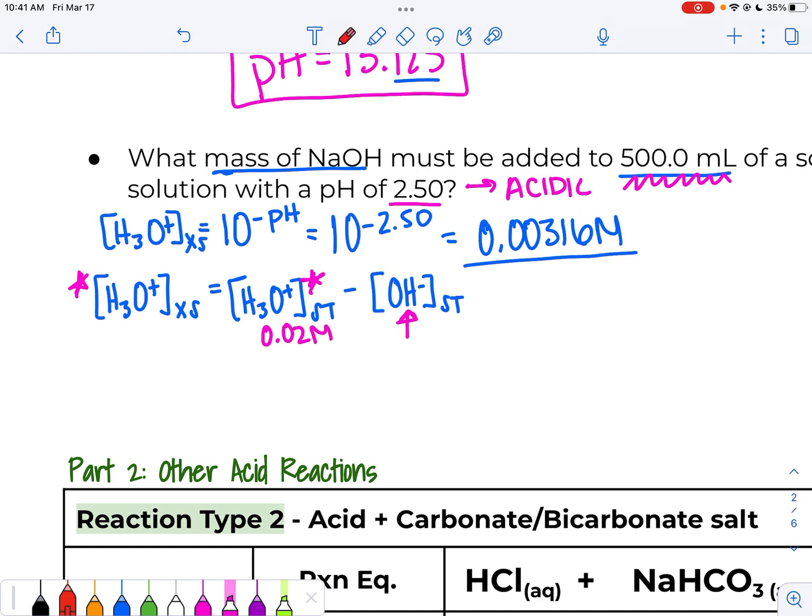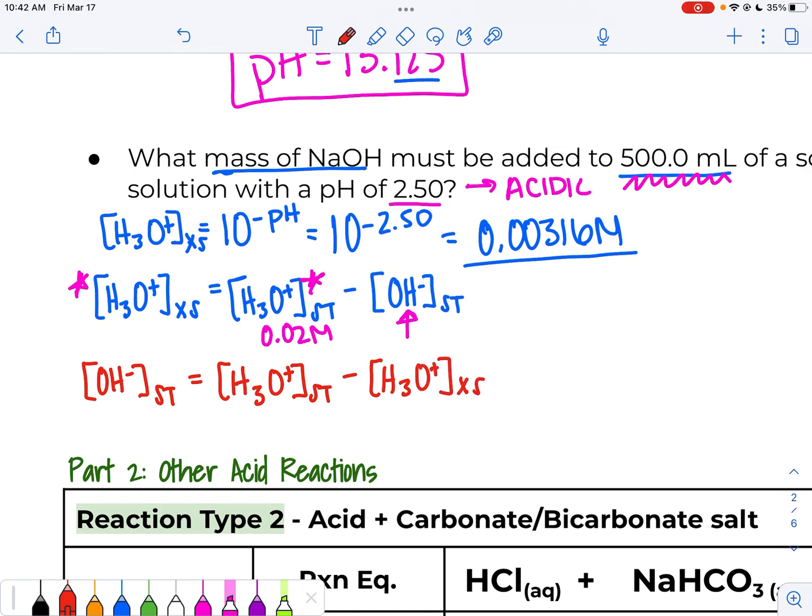Okay, so let's rearrange this equation to get the one we want. I am going to add concentration of hydroxide to both sides, and I'm going to, at the same time, subtract out excess concentration of hydronium. So when I do that little algebra step, this is the formula that I end up with.